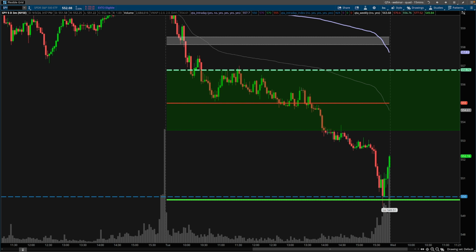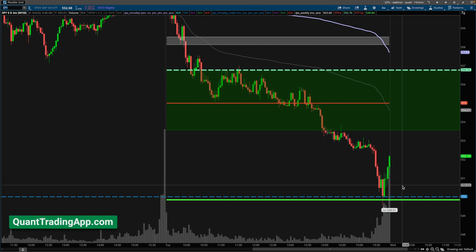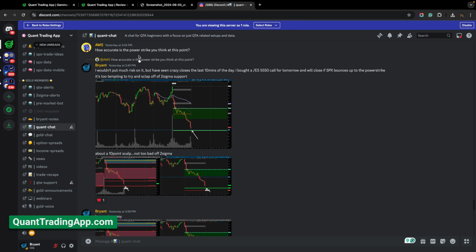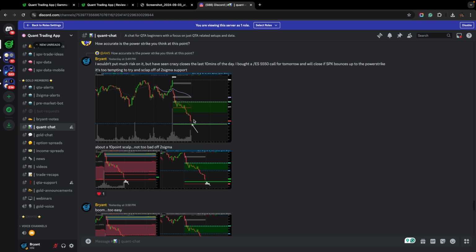We're going to review a scalp that I took on September 3rd, 2024, right here off of the Quant Trading App 2sigma level. We had some decent confluence. A trader asked how accurate the power strike was at this point. We'll get into what the power strike is. This is what price action looked like at the time.